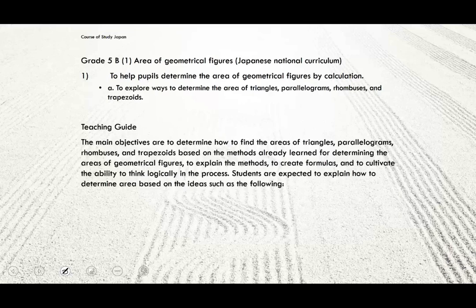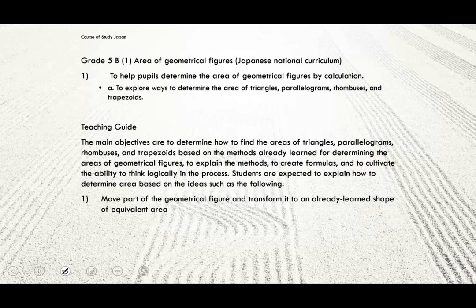The teaching guides say the main objectives are to determine how to find the area of triangles, parallelograms, rhombuses, and then trapezoids based on the methods already learned from determining the area of geometric figures, to explain the method, to create formulas, and to cultivate the ability to think logically in this process. Students are expected to explain how to determine area based on ideas such as the following.